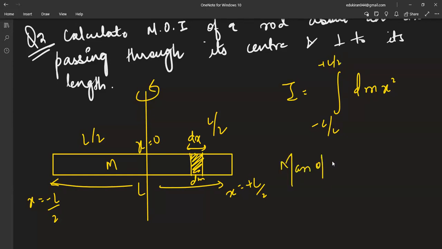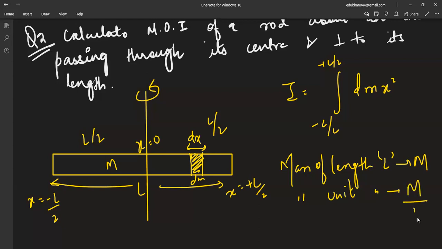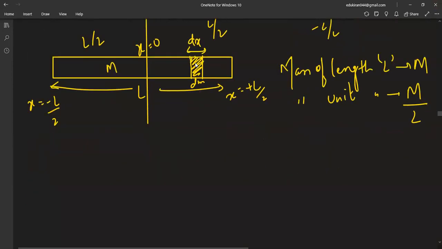Now the mass of length L is M. So what will be the mass of unit length? It will be M by L. So what will be the mass of dx, this small length that we are talking about? I want to find out this dm. dm is the mass of dx.